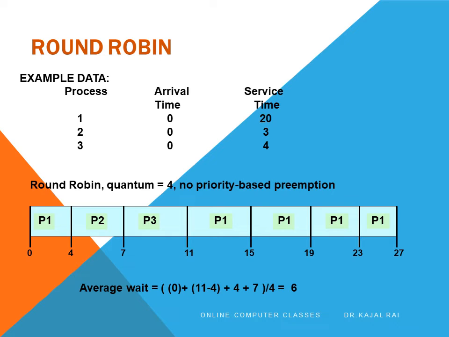In this case the average waiting time for P1 is 0 plus 11 minus 4, because it has already executed 4 seconds but gets the CPU again at 11. So its waiting time is 11 minus 4, the waiting time of P2 is 4, and for P3 it is 7. So the average waiting time is 6 seconds only in round robin scheduling.